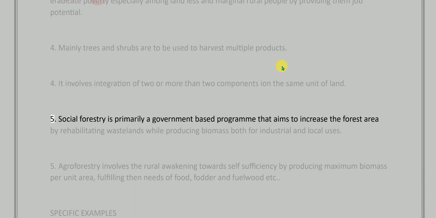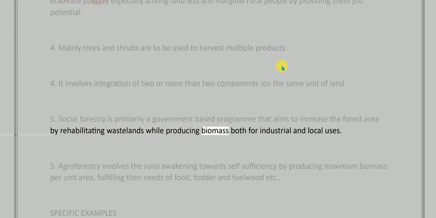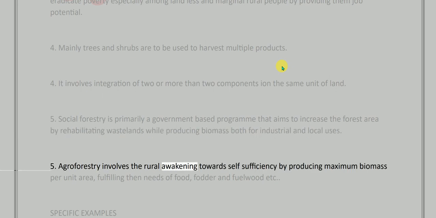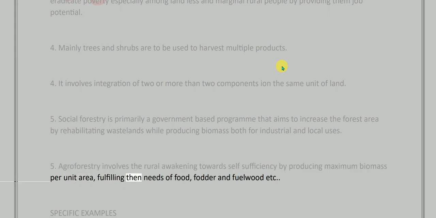5. Social forestry is primarily a government-based program that aims to increase the forest area by rehabilitating wastelands while producing biomass both for industrial and local uses. 5. Agroforestry involves the rural awakening towards self-sufficiency by producing maximum biomass per unit area, fulfilling their needs of food, fodder and fuelwood etc. Specific examples.